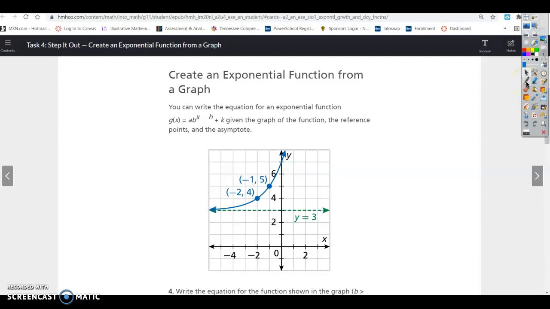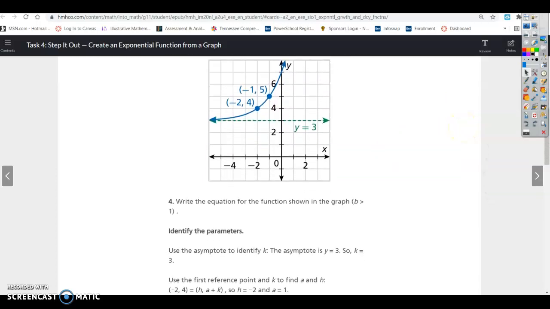Lesson 8.1, task 4. Create an exponential function from a graph. You can write the equation of an exponential function g of x equals a times b raised to the x minus h power plus k, given the graph of the function, the reference points, and the asymptote. On this graph it has an asymptote of y equals 3, and you're given 2 reference points. So we're going to use those to write an equation.